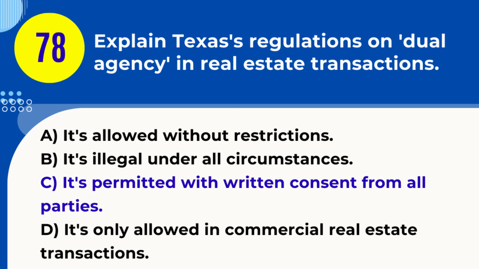Explanation: dual agency in Texas real estate transactions, where an agent represents both the buyer and seller in the same deal, is permitted but requires written consent from all parties involved to ensure full disclosure and agreement on the dual representation.